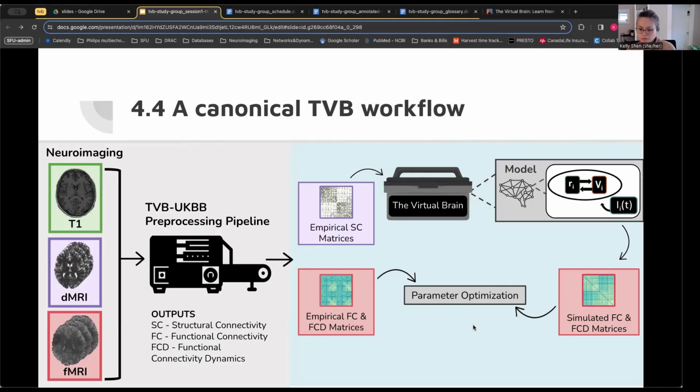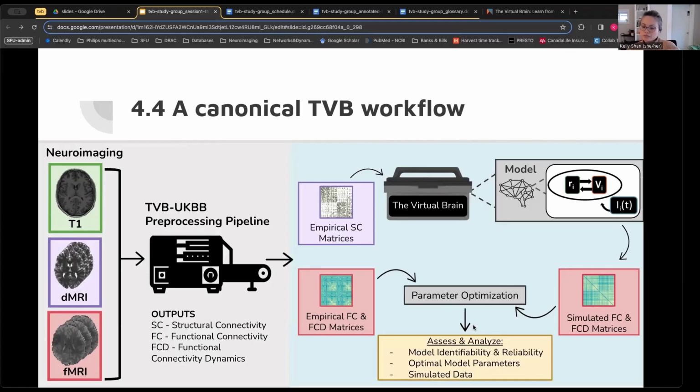You perform parameter optimization, and now for every individual in your sample, or maybe you only have one simulation, you have the best fit model. You take those parameters and you might do some further analysis and assessment, like we just talked about: model identifiability, validation, reliability. You can take those model parameters and ask whether they scale with your research question.